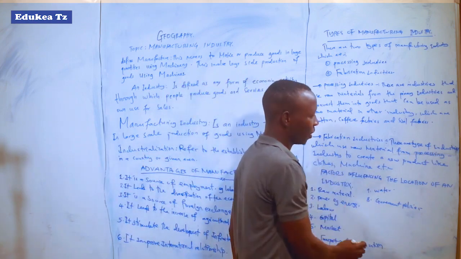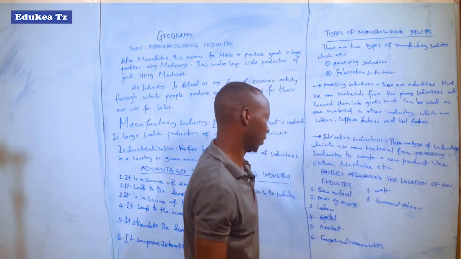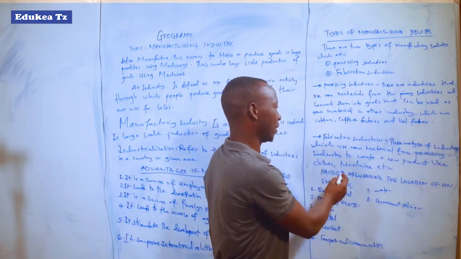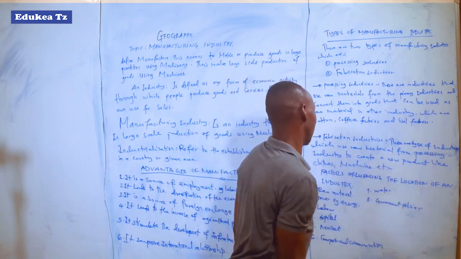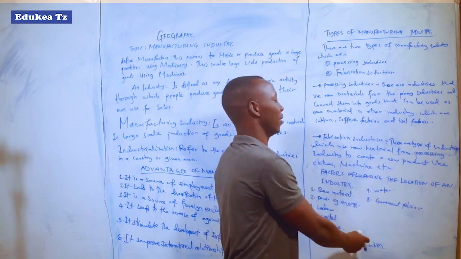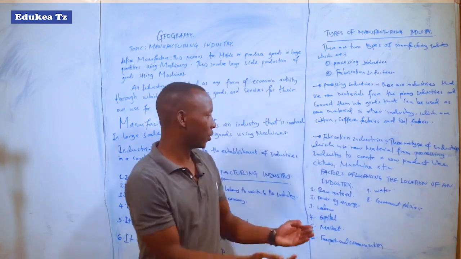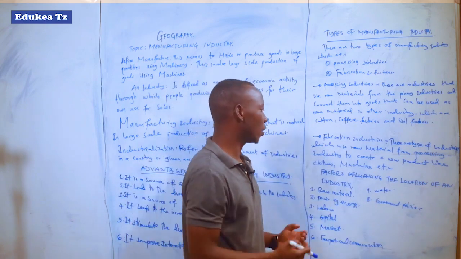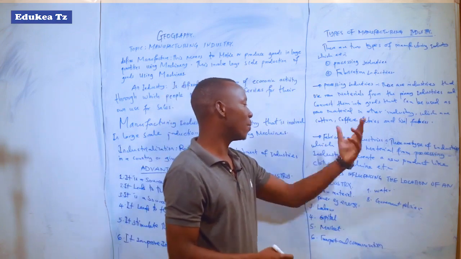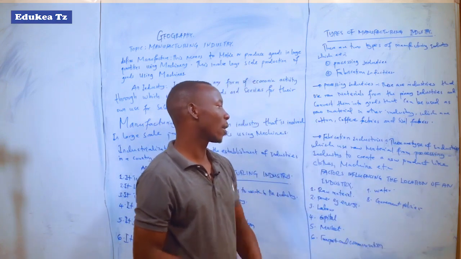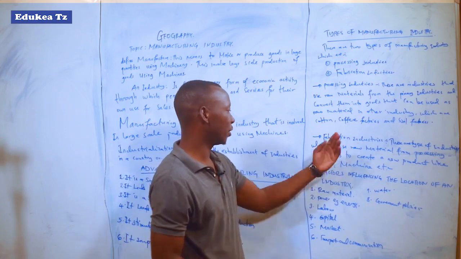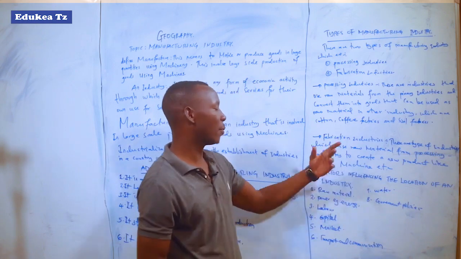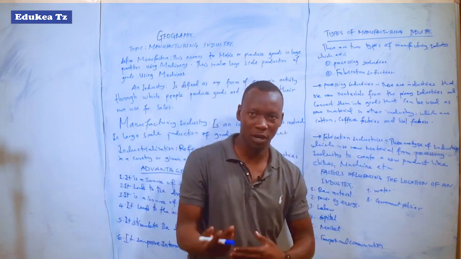The fabrication industries are types of industries which use raw materials from the processing industry to create a new product like clothes, machines, etc. So the fabrication industry is there to turn raw material into a new product. For example, it turns cotton into clothes, it turns iron into machines, and it turns other products into other products.